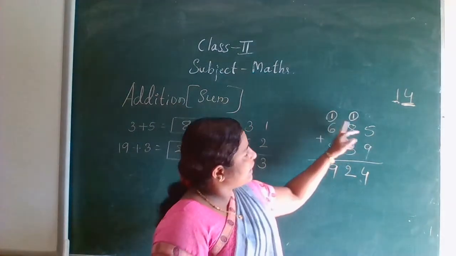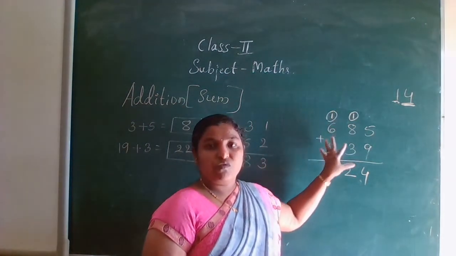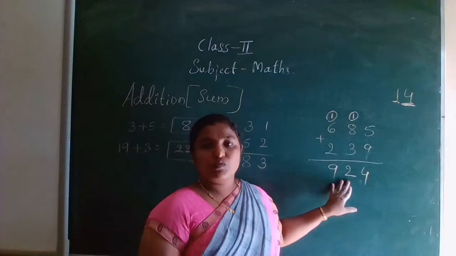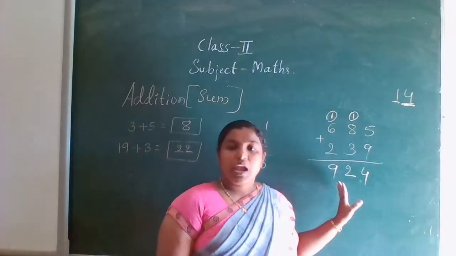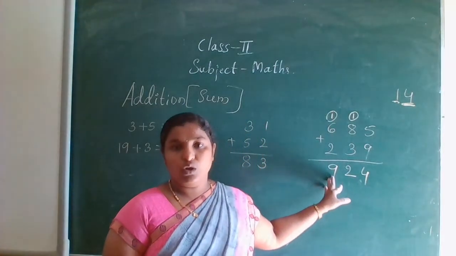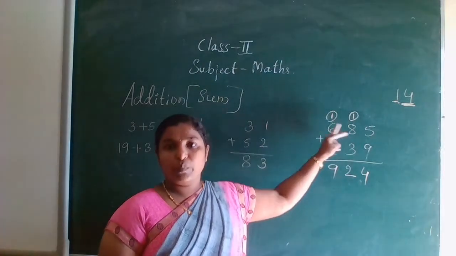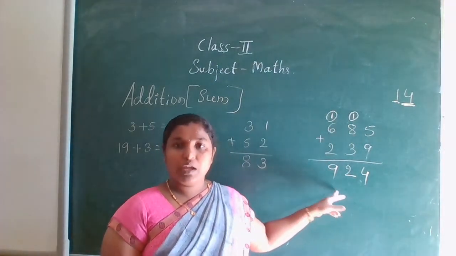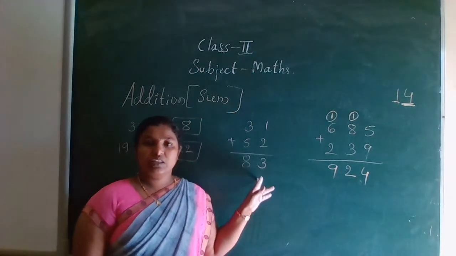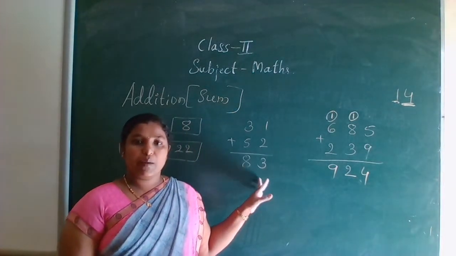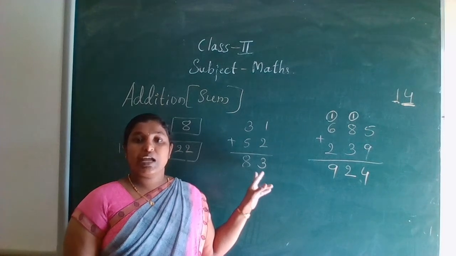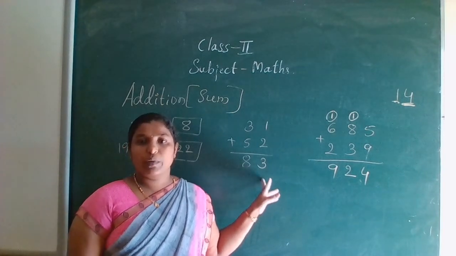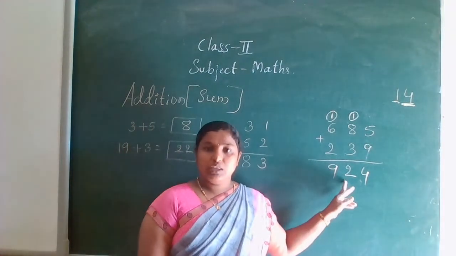So we did here regrouping, no? For problems like these we will call it addition with regrouping. We did here regrouping. So this is known as addition with regrouping. Here we did not do anything. Just we added and we kept the answer. So this is addition without regrouping. This is addition with regrouping.